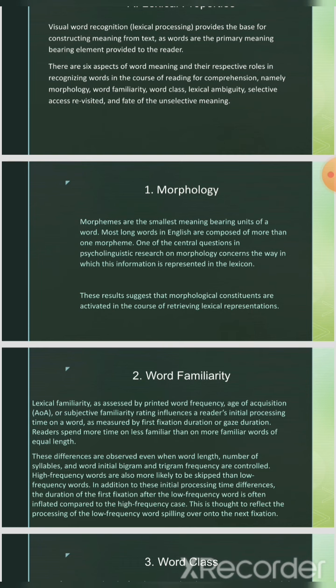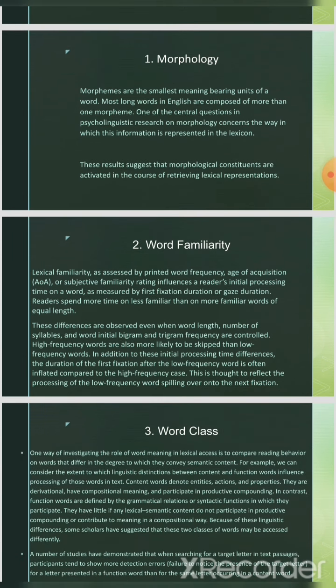These differences are observed even when word length, number of syllables, and word initial bigram and trigram frequency are controlled. High frequency words are also more likely to be skipped than low frequency words. In addition to these initial processing time differences, the duration of the first fixation after the low frequency word is often inflated compared to the high frequency case. This is thought to reflect the processing of the low frequency word spilling over onto the next fixation.